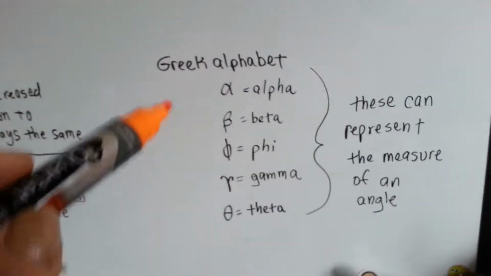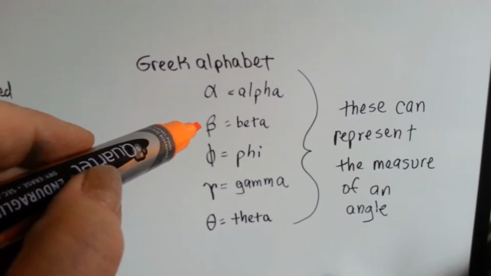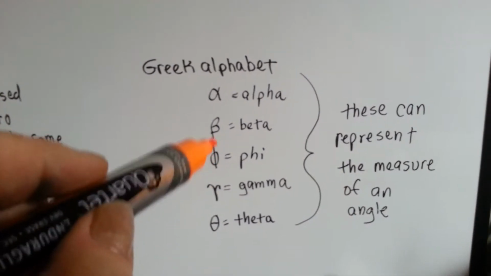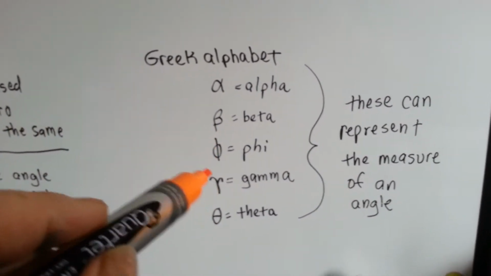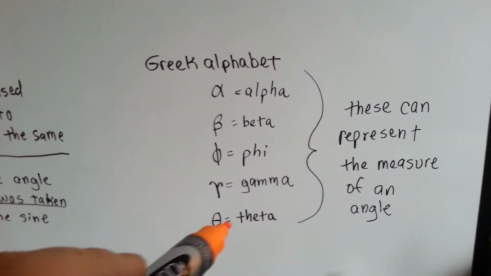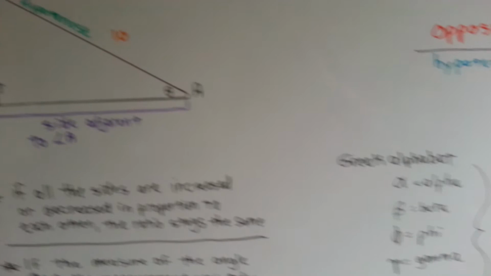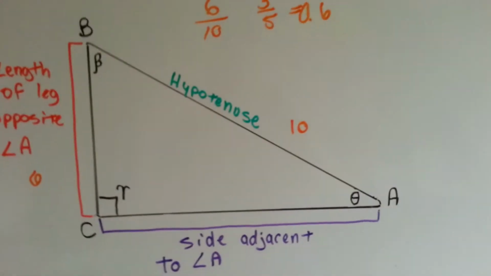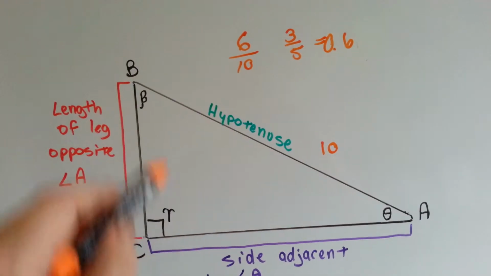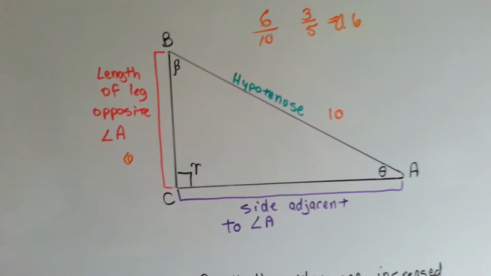So here's a little chart. See, this one looks like a fish, but the tail isn't quite finished. Here's a fancy B. So we have alpha, beta, phi. That's got a vertical line running through it. Gamma kind of looks like a ram horn, doesn't it? And then theta has a horizontal line going through it. And they can represent the measure of an angle. So if we don't know what the measure of angle A is, we can just put the theta sign there, or a beta, or the gamma, to represent the measure, okay?